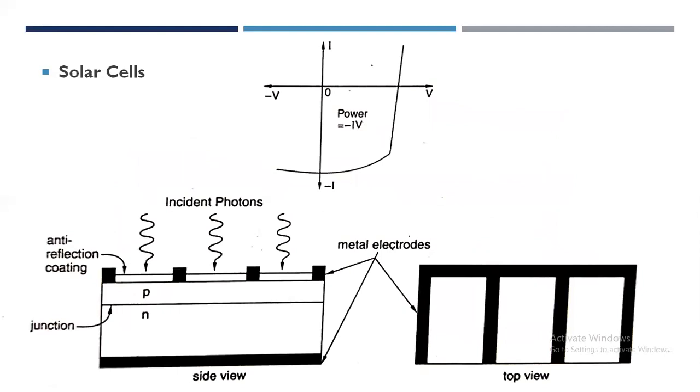Let's say solar cells. Solar cells use the VI characteristics of the PN junction in the fourth quadrant. As shown here, the VI characteristics of a solar cell are in the fourth quadrant, so the PN junction diode of the solar cell is operating in the fourth quadrant. Fourth quadrant means the current is in reverse, that is negative, and the voltage is a positive value.